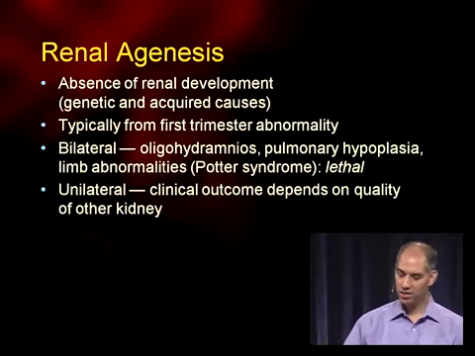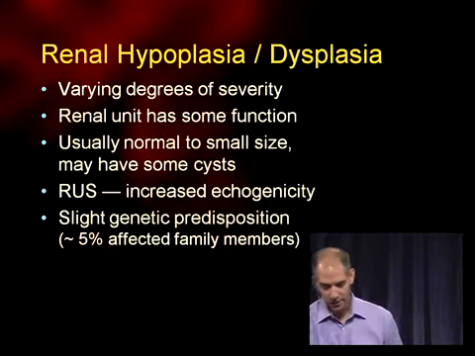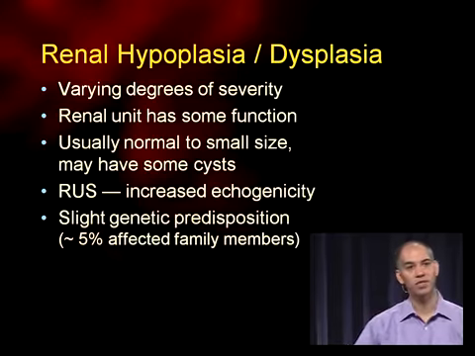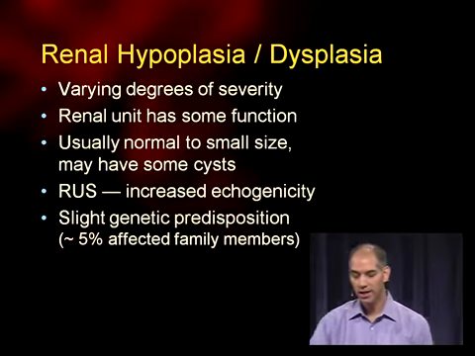Unilateral renal agenesis, clinical outcomes really depend not on the kidney that's gone, but on the kidney that's left. And if you have a normal kidney on the other side, they generally do relatively well. Renal hypoplasia or dysplasia, varying degrees of severity. The renal unit does have some function in dysplasia, so it does make urine. It does have some GFR to it.